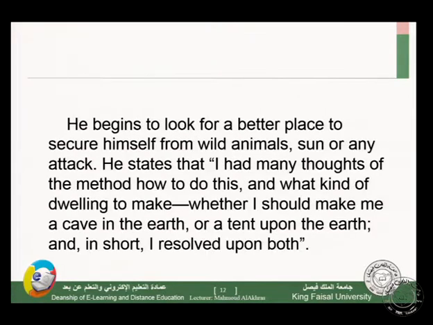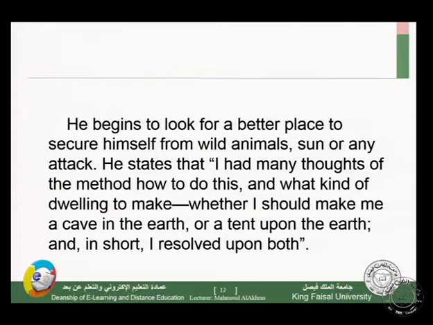He begins to look for a better place to secure himself from wild animals, sun, or any attack. He states that, I had many thoughts of the method how to do this. So he has many opinions about making his shelter and creating his home. I had many thoughts of what kind of dwelling to make, whether I should make me a cave in the earth.